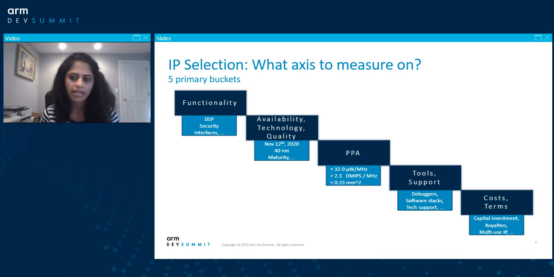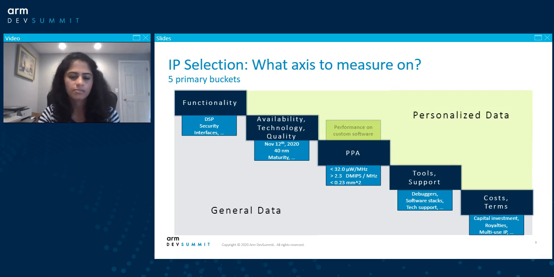Now, we found that X% of the users are able to make the IP selection decision based on the general data that's provided to them in the form of their research, either via the website, talking to the ARM FAEs, or looking through technical reference manuals. And then they're able to use that general data and continue on with their SoC developer journey. But then there is the Y% who would like to run their custom software workloads on the ARM IP and evaluate the performance of the IP before making the decision and continuing on with that SoC development journey.